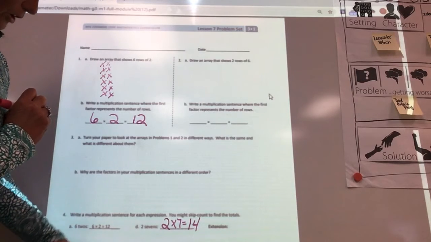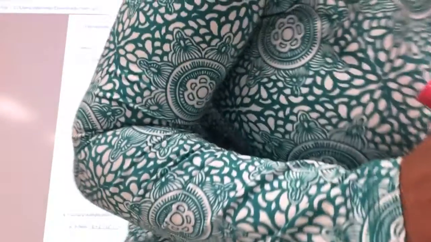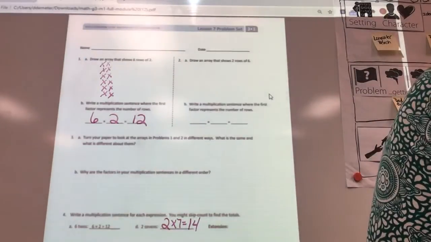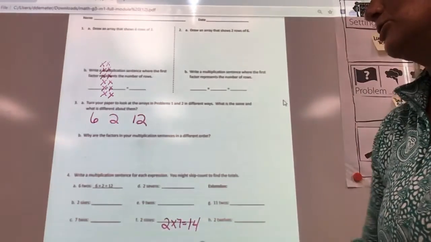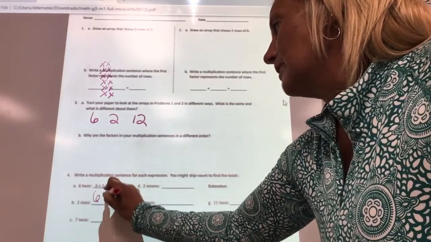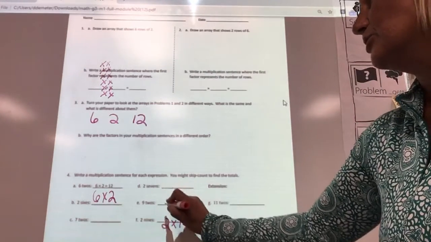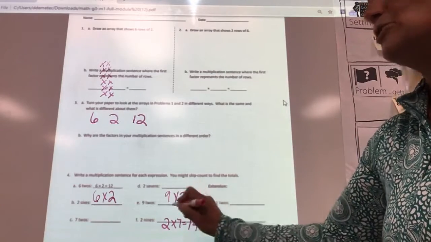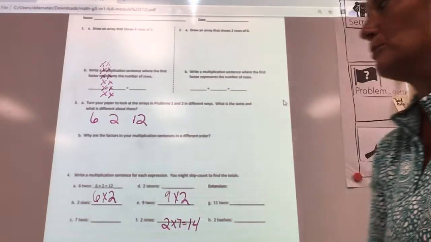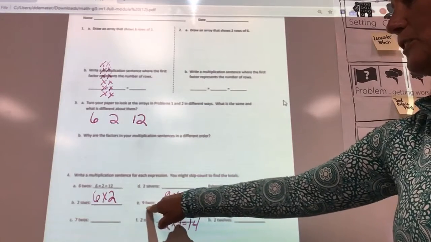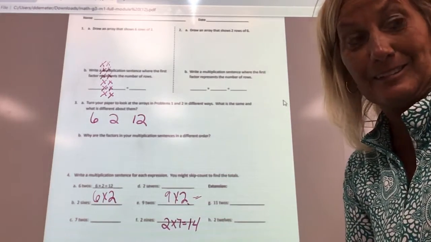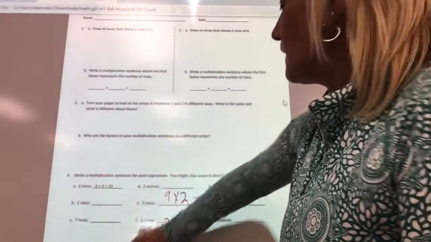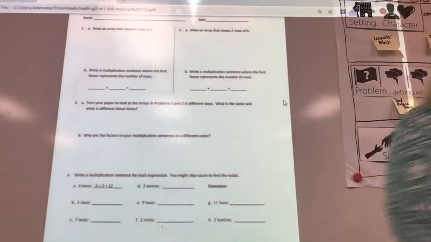So we're going to scroll down just a little bit so you can see, because you're basically doing the same thing throughout. 2 6s would be 6 times 2, right? 9 2s would be 9 times 2. So you're basically just using multiplication problems, when they put it in words, you're solving it here as a multiplication sentence, okay? So that is that part. The next page to this problem set, let me get to that.